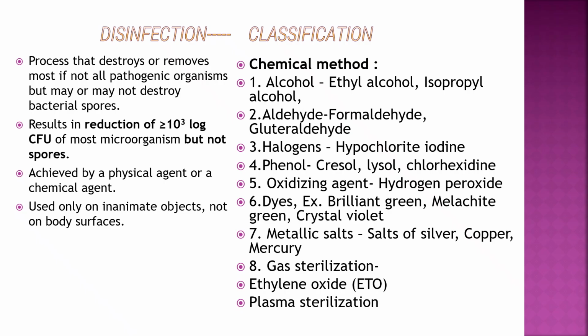Disinfection is the process that destroys or removes most of the pathogenic organisms but may or may not kill the spores. It is achieved by physical or chemical agents. Classification of chemical agents: the first type is the alcohol group, examples ethyl alcohol, isopropyl alcohol; aldehydes, formaldehyde, glutaraldehyde; halogens, iodine, chlorine; phenols, cresol, lysol, chlorhexidine. Oxidizing agents, hydrogen peroxide. Dyes, maybe malachite green, crystal violet. Metallic salts of silver, copper, mercury. Gas sterilization by ETO, ethylene oxide, or plasma sterilization.